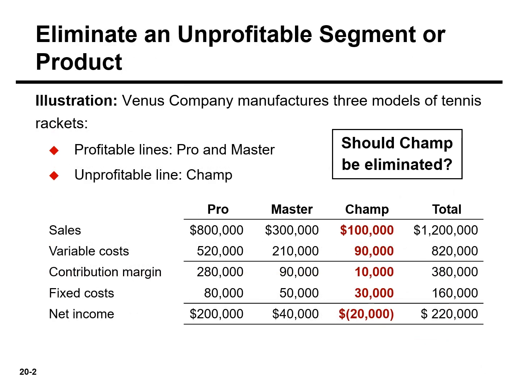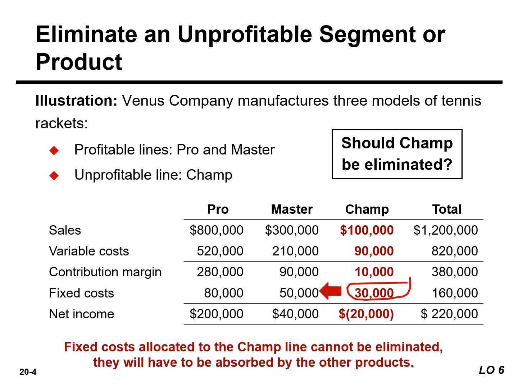To illustrate, assume that Venus Company manufactures tennis rackets in 3 models: Pro, Master, and Champ. Pro and Master are profitable lines. Champ, highlighted in red in the table below, operates at a loss. You might think that the total net income will increase by $20,000 to $240,000 if the unprofitable segment is eliminated. However, net income may actually decrease if the Champ line is discontinued.